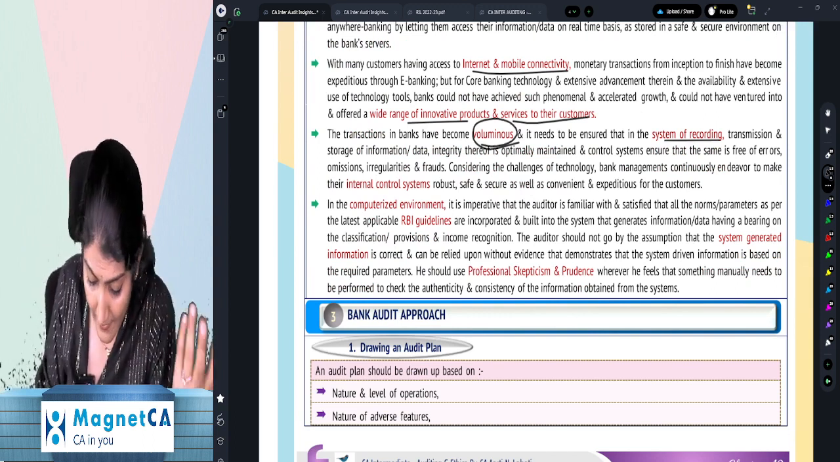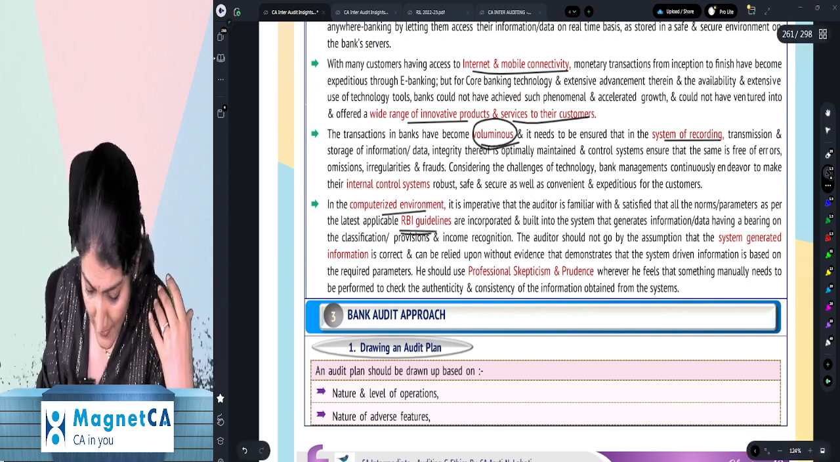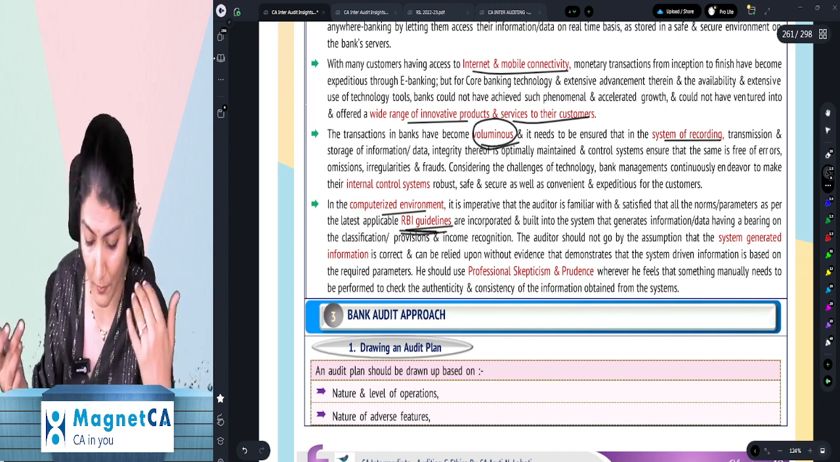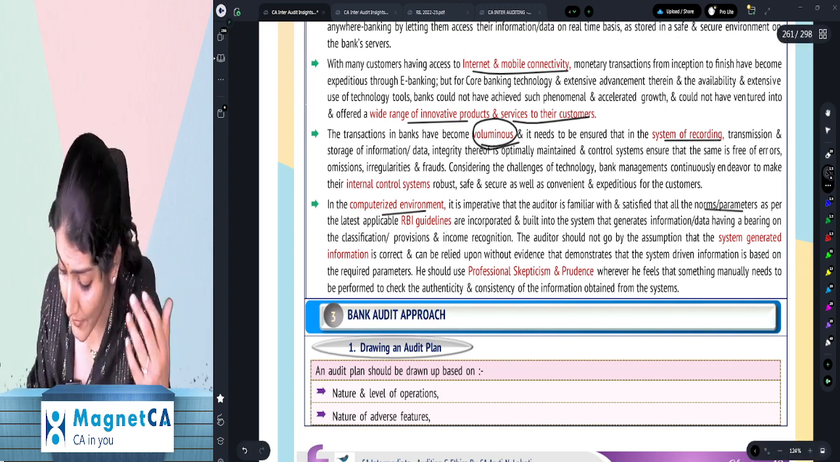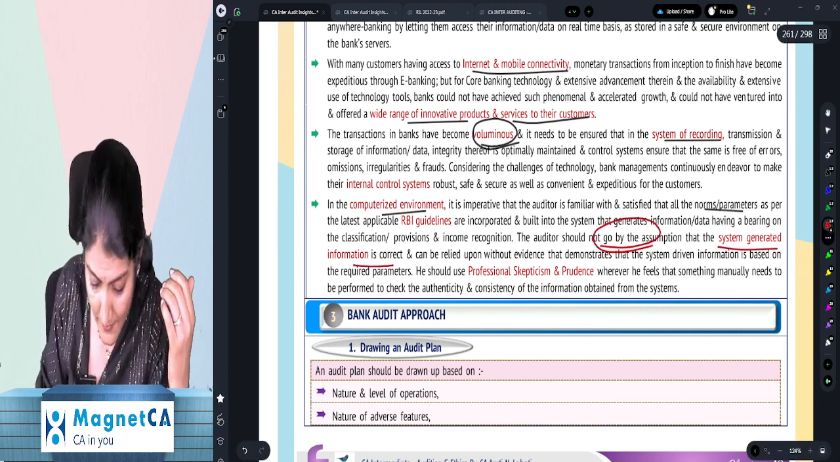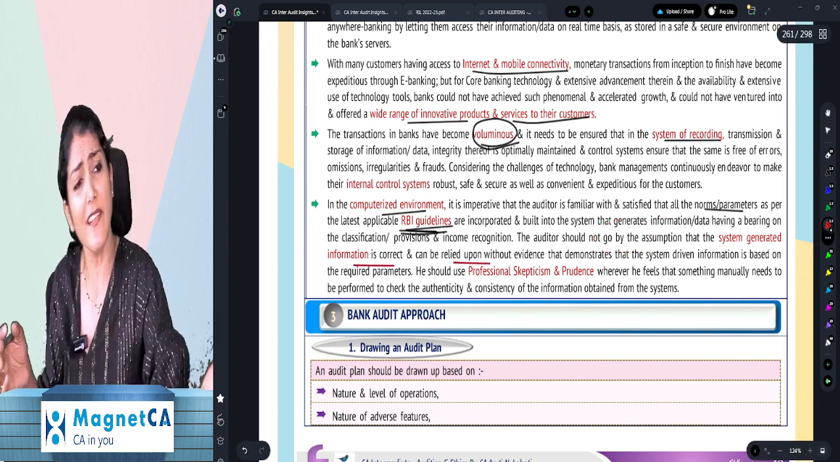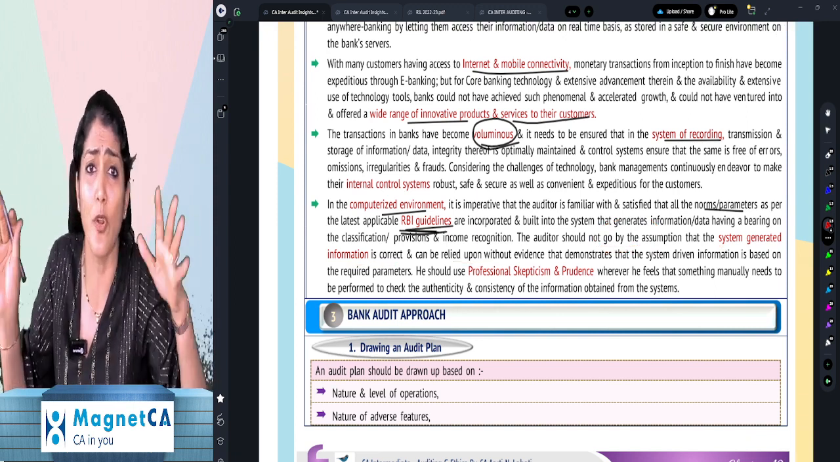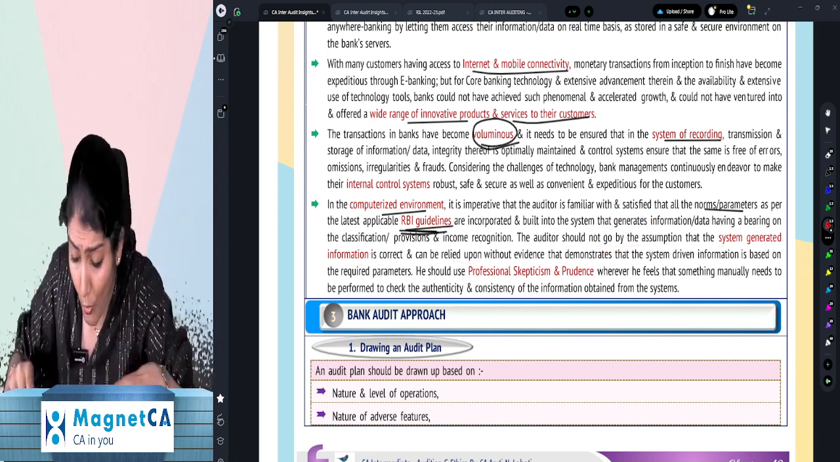Right, and obviously in case of a computerized environment, the RBI has issued guidelines, norms and parameters which are to be followed. An auditor should not go by the assumption that system generated information is correct. He says, "Arey, ye to sara report has been generated by system, so it will be correct." Not necessarily. You should not go by the assumption.